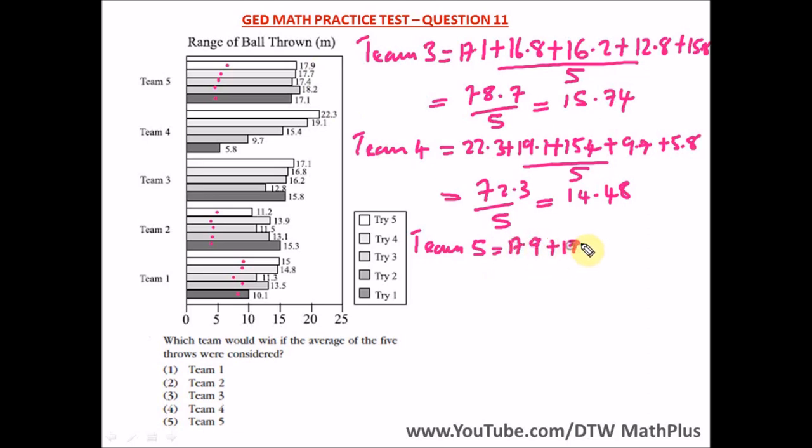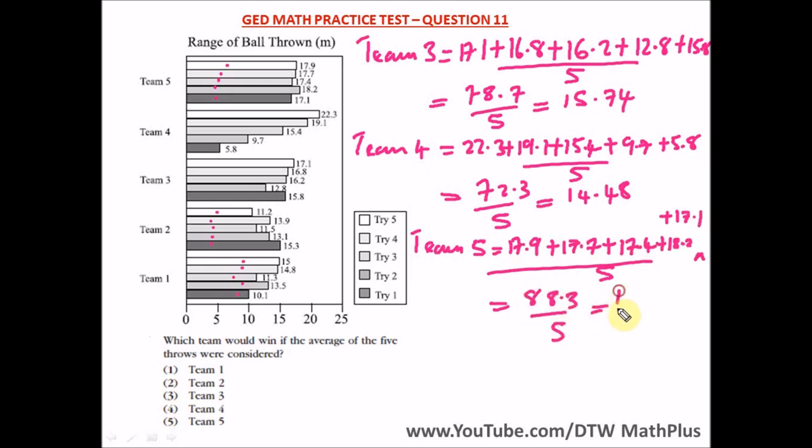17.9 plus 17.7 plus 17.4 plus 18.2 plus 17.1, all divided by 5. When you add all of this up, what are we going to get? We're going to get 88.3 divided by 5, and this will give us 17.66.